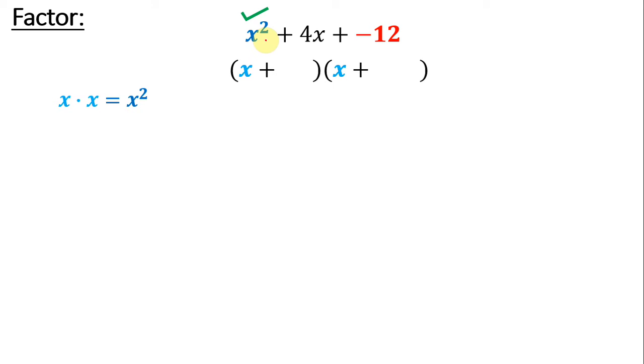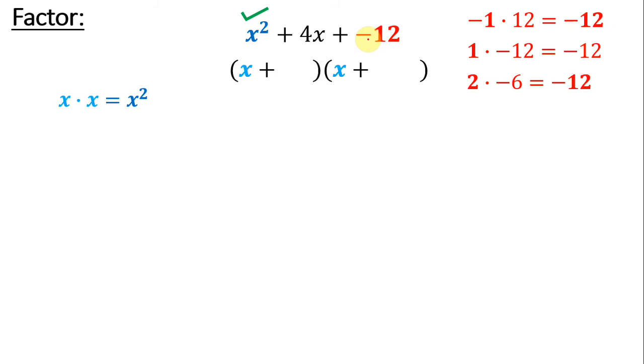Next, I move on to negative 12, my last term. I'm going to list the things that multiply to get me negative 12. Negative 1 times 12 gets me negative 12. Also positive 1 times negative 12 gets me negative 12. 2 times negative 6 gets me negative 12. Negative 2 times positive 6 gets me negative 12. 3 times negative 4 gets me negative 12. Negative 3 times positive 4 gets me negative 12.